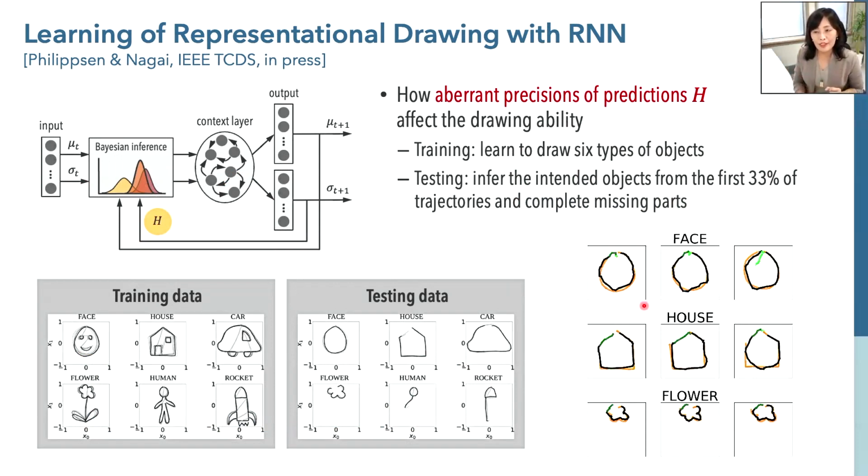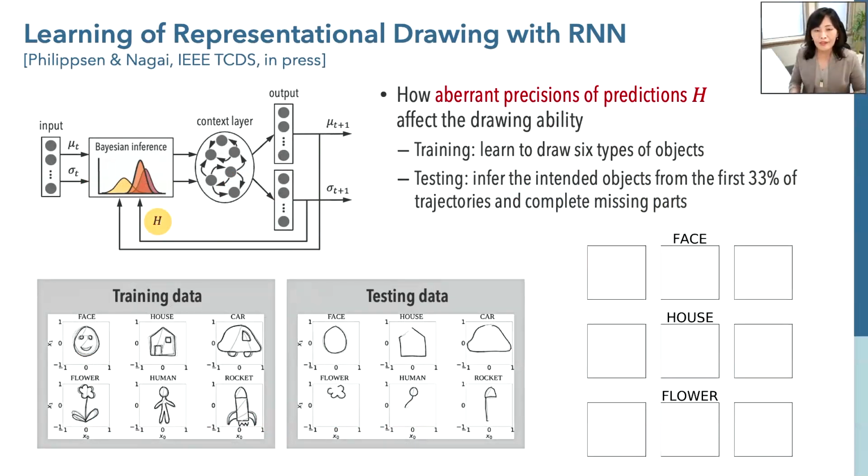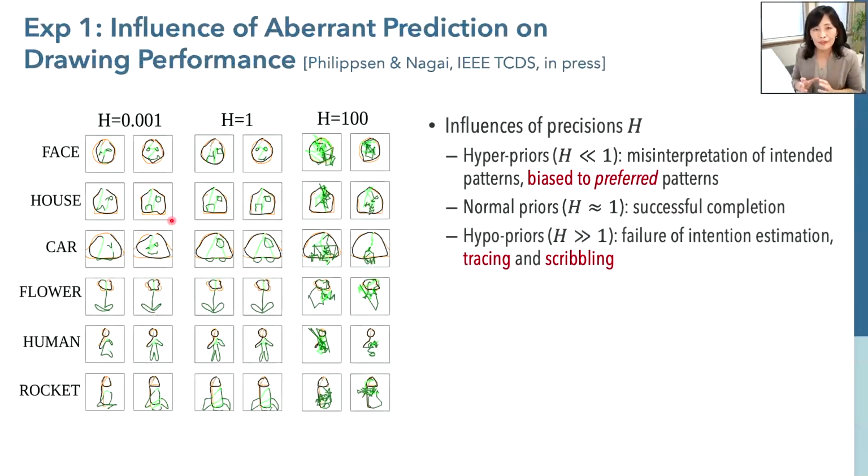Our research question here is how this drawing behavior will be affected by the modulation of the prior prediction. We manipulated the parameter h to control the precision of the predictions, and then observed how the modification of h would affect the immaturity of the drawing behavior. So this is the first result. We first looked at the behavioral level.